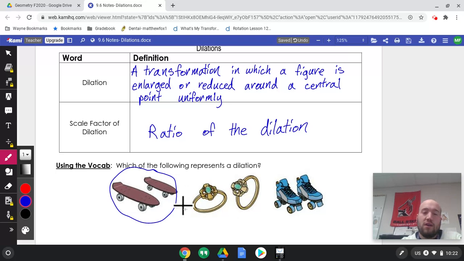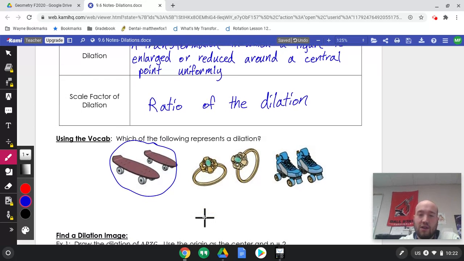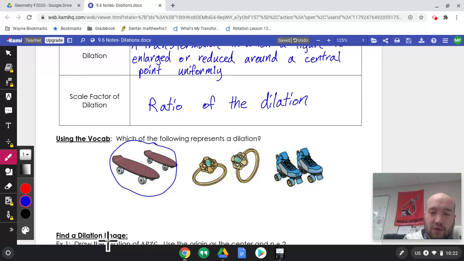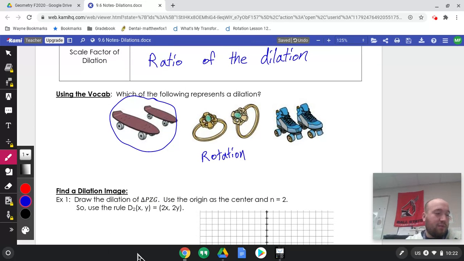Now, think for a minute about the ring. Hopefully you can see that ring is an example of rotation as I spun it. And our last one, the skates, would be an example of a translation.